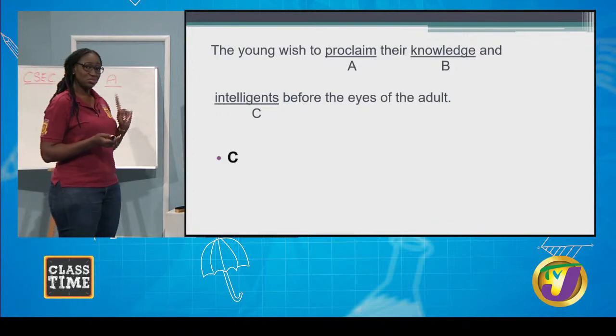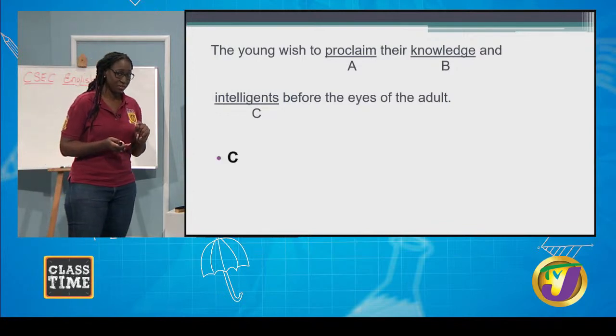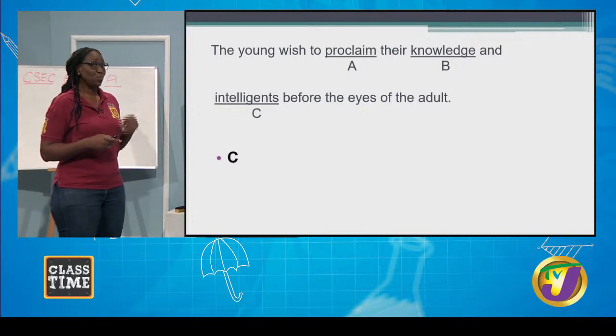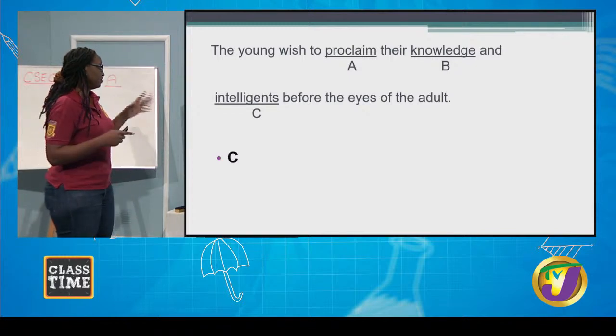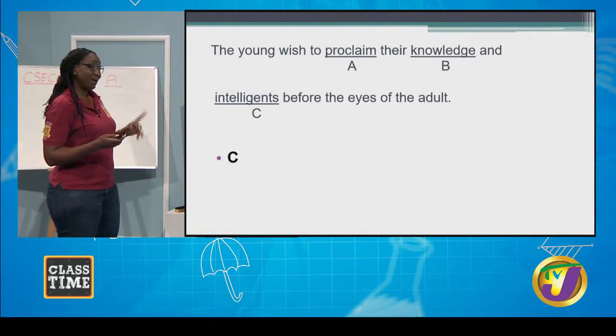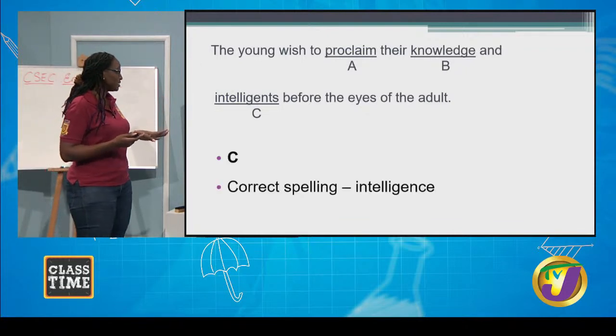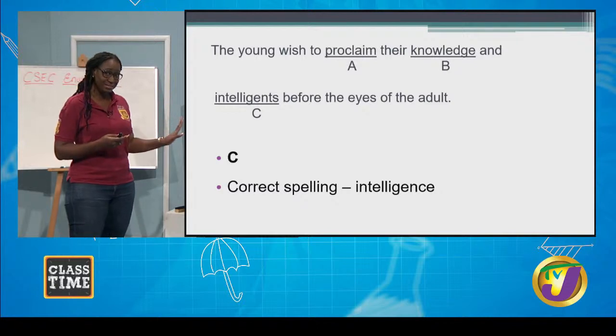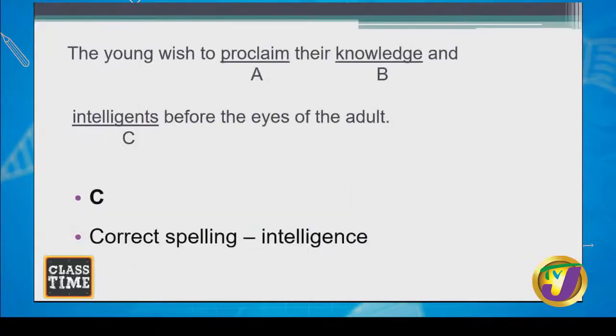So C is not spelled the way it ought to be spelled. How do we correct it? Where is the error in there? Is it in the first part, in the middle, or at the end? At the end. So it should not end with NTS. It should end with NCE, intelligence, not intelligent. And that is so difficult to pronounce anyway. So, one more.